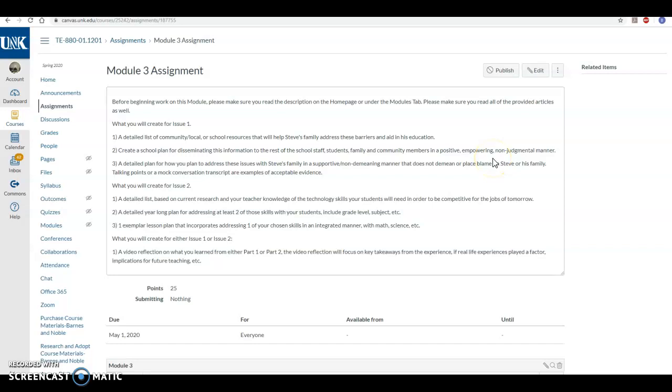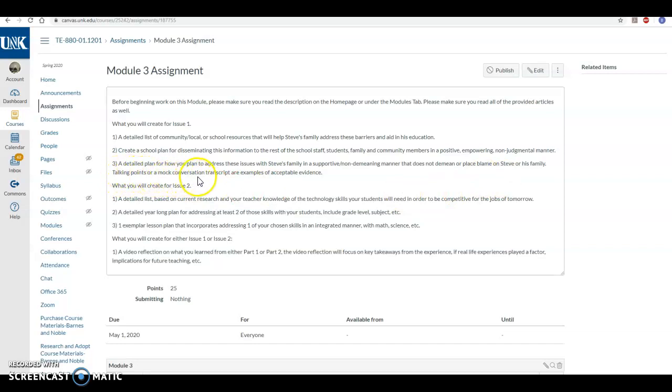If you want to focus on a school district role as opposed to a single school, I'm okay with that. That is, again, more flexibility to help you find relevance and meaning in this course. And a detailed, keyword there, plan for how you plan to address this issue with Steve's family, in a supportive, non-demeaning manner that does not demean or place blame on Steve's family. It's not their fault that they're not rich. It's not their fault that they are farming in a place that does not have the best access, because we need farmers.